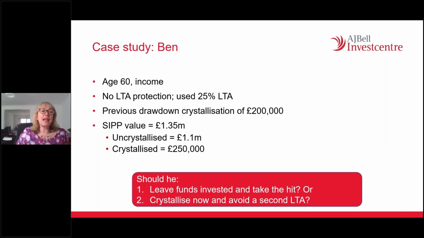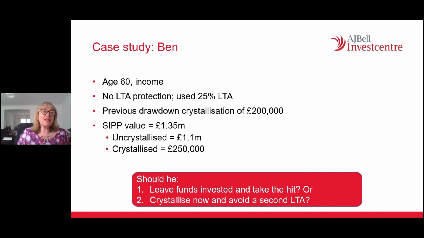Now, this is a case study for Ben. He's age 60. He has some income coming in. He has no lifetime allowance protection, and he has had a previous crystallisation event where he has used up 25%. His previous crystallisation event was £200,000. He has a SIPP worth 1.35 million at the moment. He's got uncrystallised 1.1 million, and his crystallised drawdown pot is now worth £250,000. So the question is, what should Ben do?